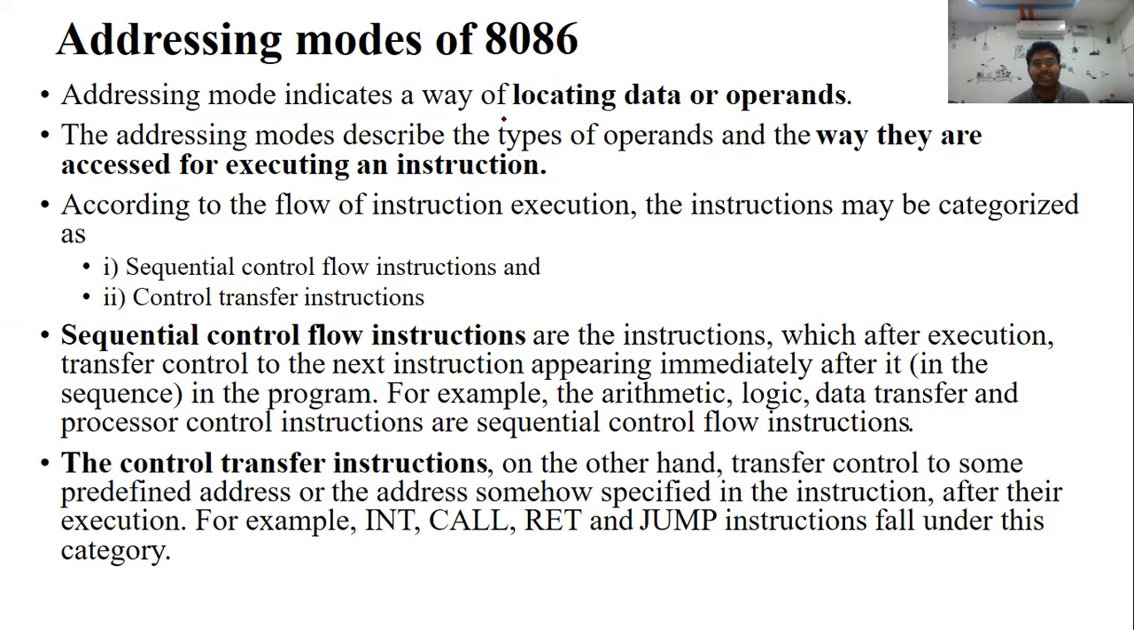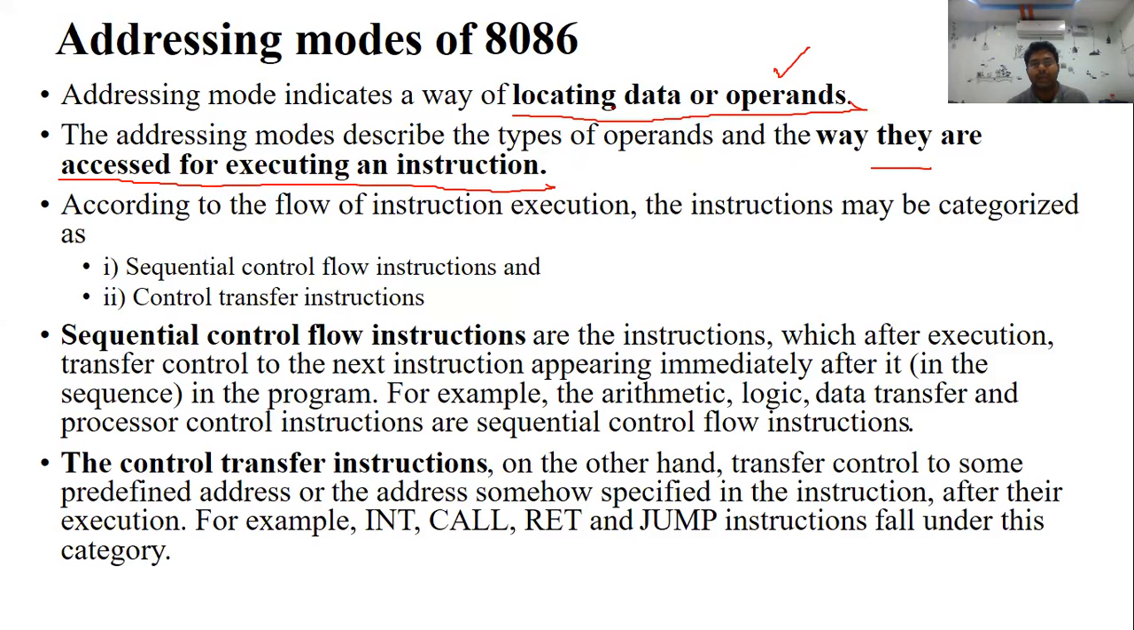The addressing mode indicates the way of locating data or operands. Remember, the way of locating data or operands. So the way of accessing and executing an instruction, the way of locating data and operands. Addressing modes indicate the way of locating data or operands, and at the same time this also describes the type of operands, and the way of executing the instruction in the CPU.